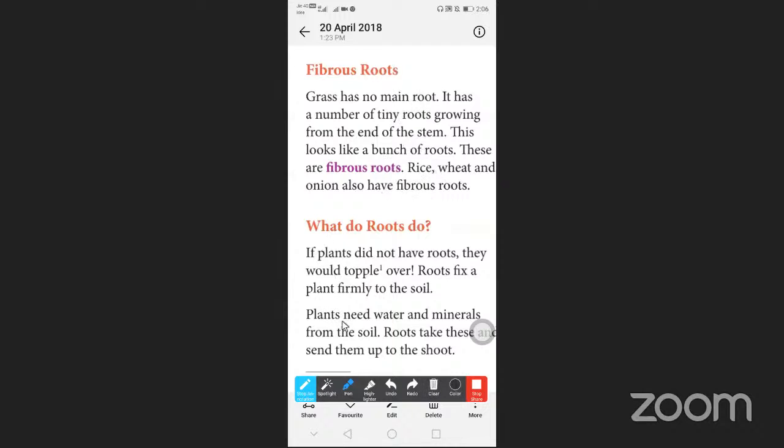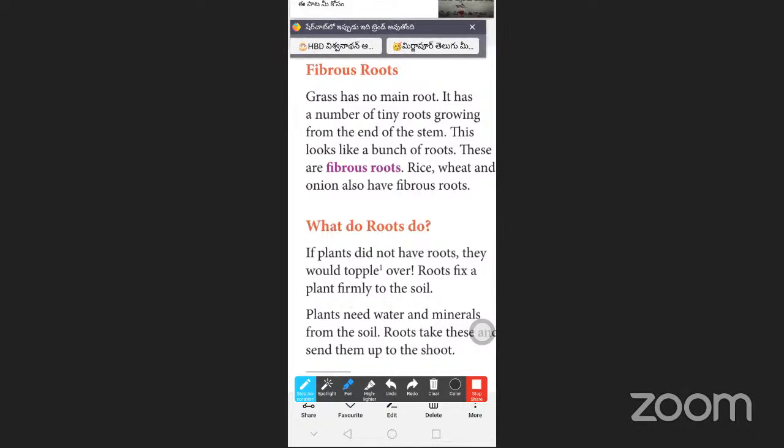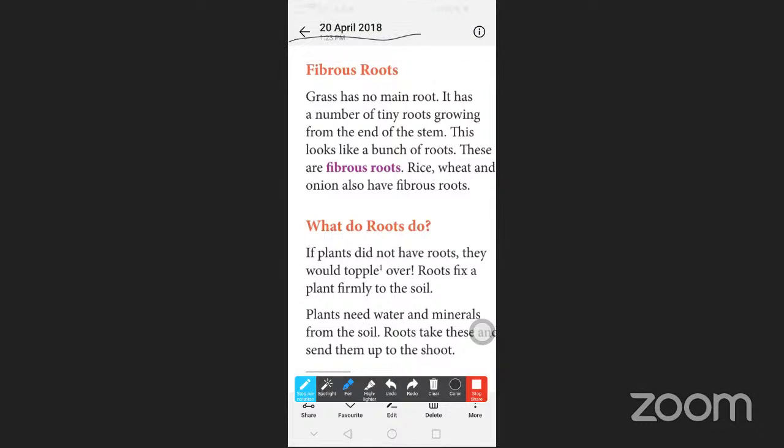So the plants need water, so the roots will fix a plant primarily to the soil. The roots are inside the soil, so the roots are fixed in the soil, so it can hold a plant primarily. Ante paina unna parts of the plants yokka parts annitni chaala gattiga, strongly ga hold chesedi evaru, Nana? The roots only.